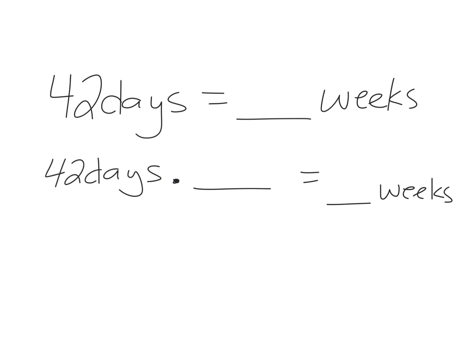Now look for the relationship on your conversion chart. What's the relationship between days and weeks? There are 7 days in 1 week. Where does that 7 days go? On the bottom. What goes on the top? 7 days are in 1 week. Okay, what do we do to find our answer, Porter? How did you find that? 7 times 6 is 42. Right, so we do 42 divided by 7, so we get 6 weeks.